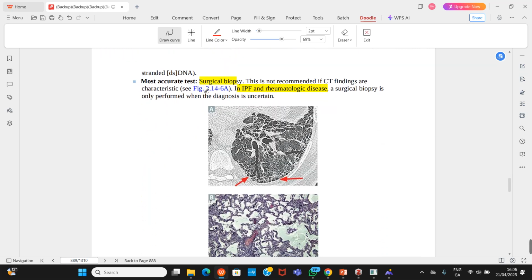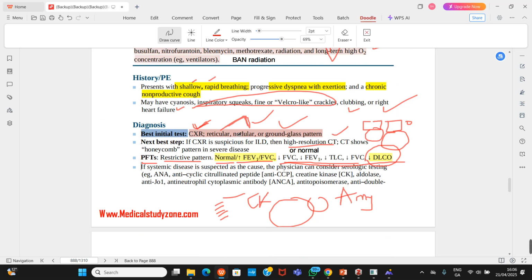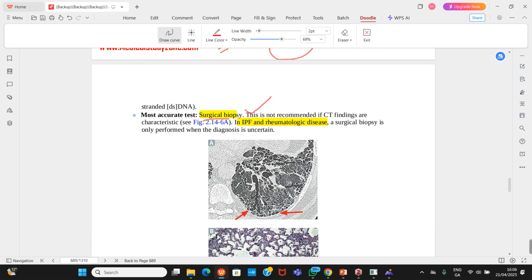But the most accurate test would be to do a surgical biopsy, but you will not get to this. So don't forget your X-ray with your high resolution CT scan. That's the gold standard. You have to do this CT scan to be able to see what is there. And don't forget the velcro-like or the fine inspiratory crackles. The fine velcro-like crackles that you hear is classic for ILD.